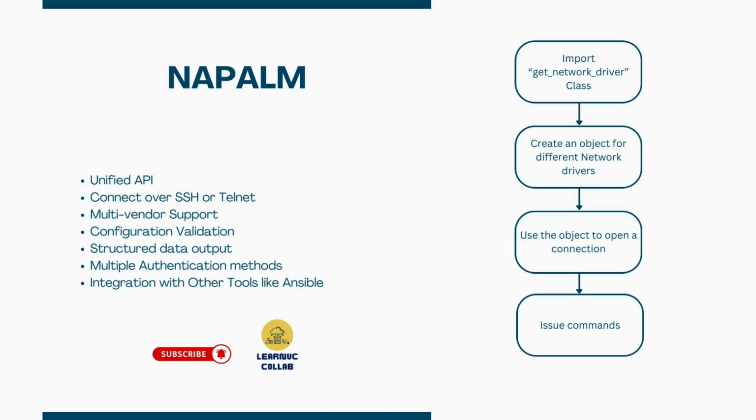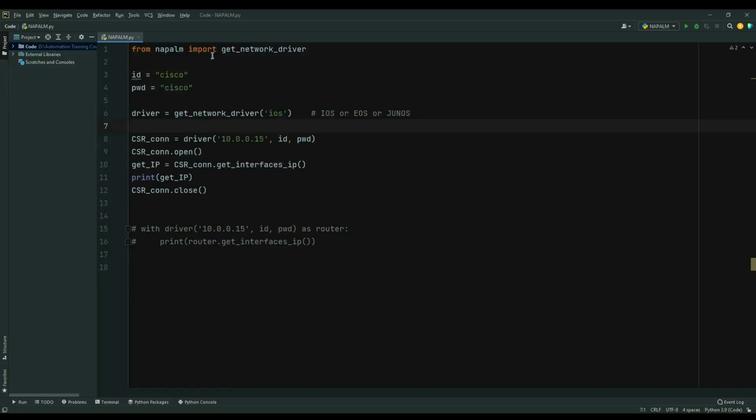Let's now review it with a practical example. As we explained earlier, we start off by importing the getNetworkDriver class from the NAPALM library. Then we create an instance of that class using the iOS driver because the network device we are using for this demo is a Cisco CSR router. If we had a device from Juniper or Arista, then we could have used the Junos or EOS driver here.